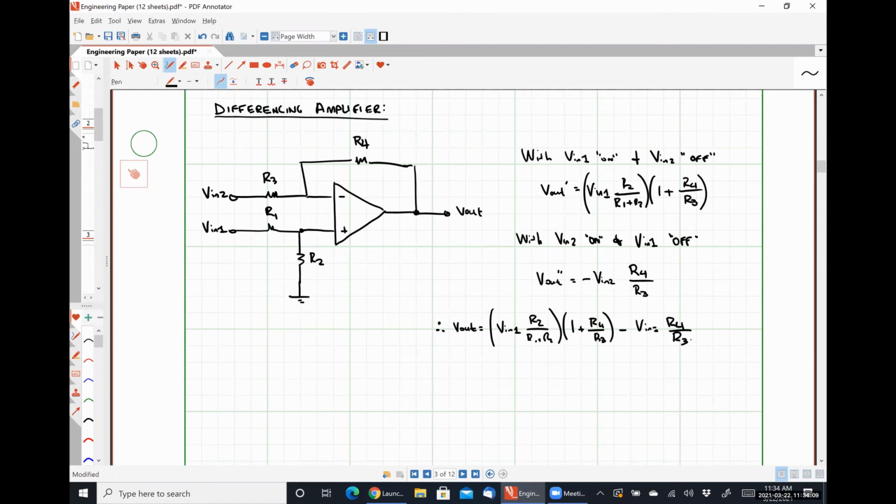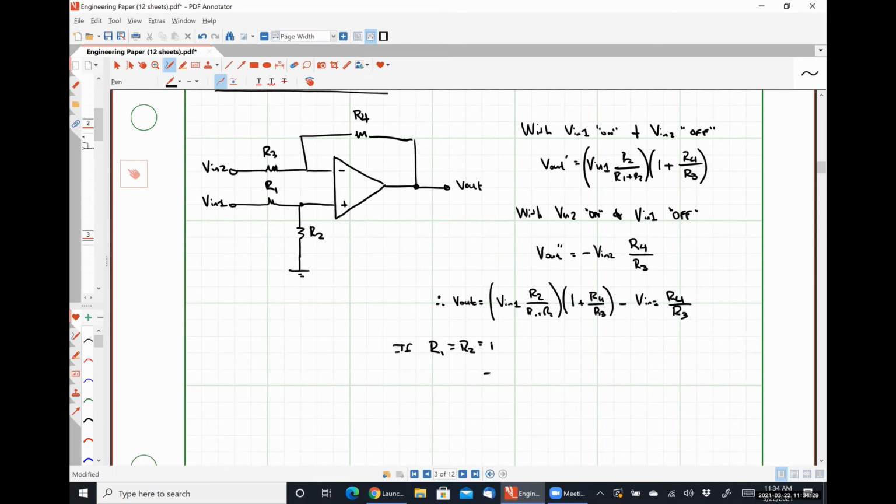So it takes the difference of our input signals, but it scales input signal 1 by some factor and scales input signal 2 by some other factor. If R1 is equal to R2 is equal to R3 is equal to R4, meaning we use the same size resistors for everything, what is our input-output relationship? Somebody tell me what's going on here.